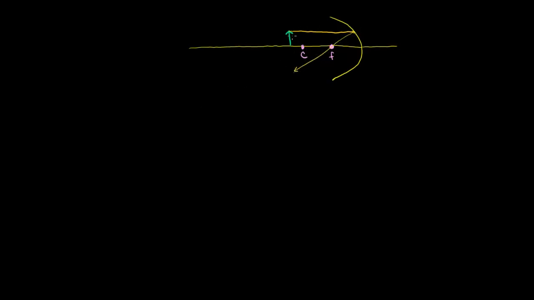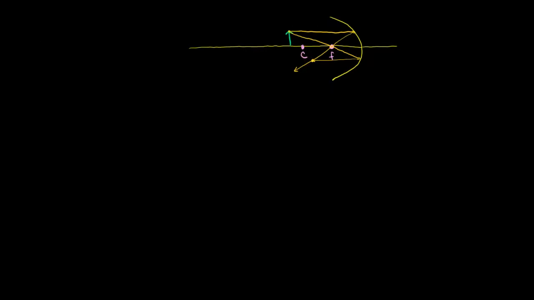And then let's have an incident ray that goes through the focus. And when it reflects, it will be parallel. And this is the example we actually saw in the last video. And so whatever light is being emitted from this point over here in that direction, it will come back and converge again at this point.